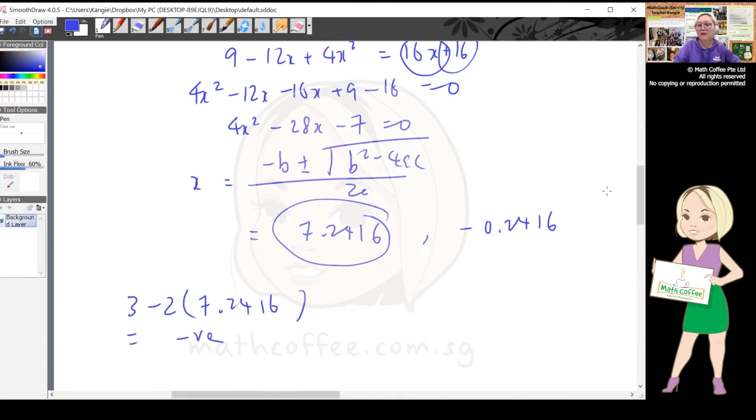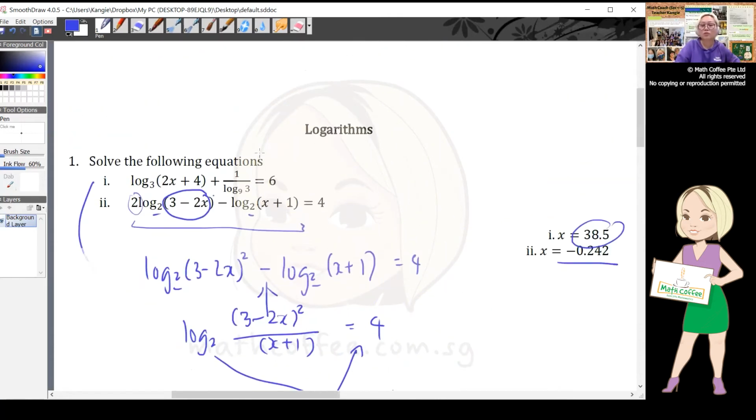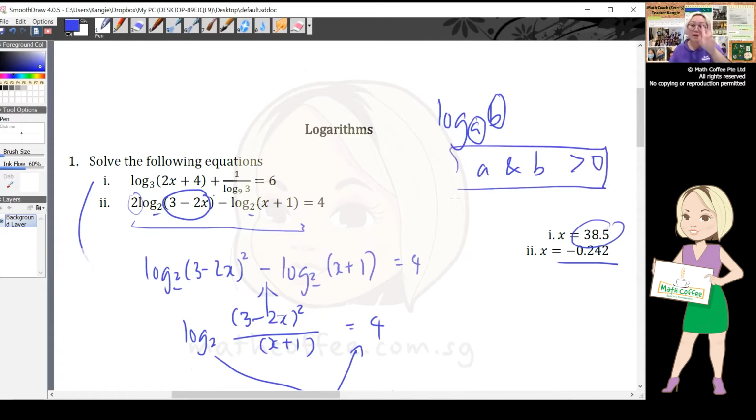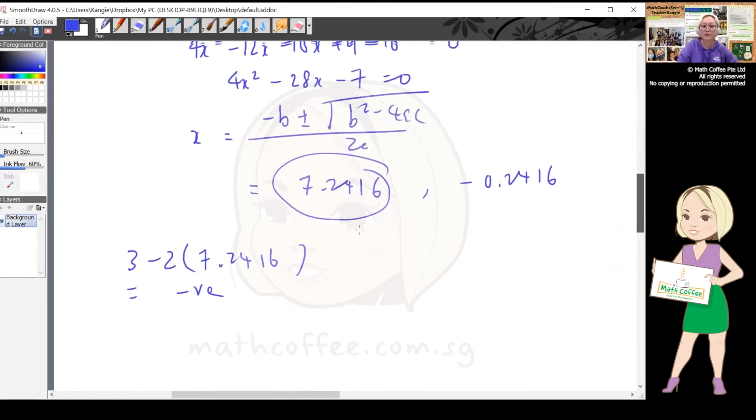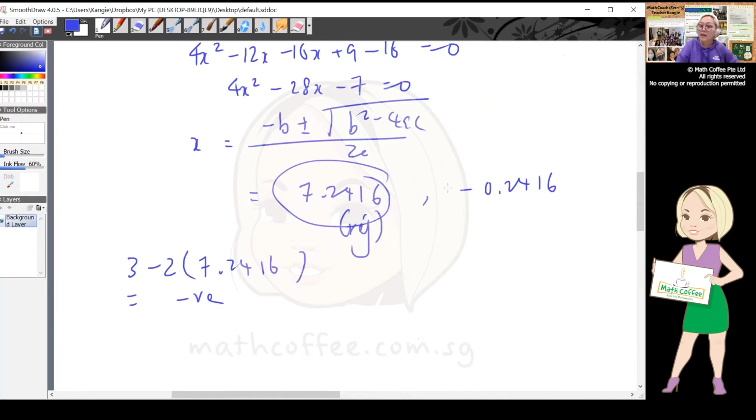So if it gives you a negative value, then you will have to reject it already, because you must know that when we take the logarithm, okay, log AB, both A and B must be positive numbers. That's one of the rules, okay? So when you put it back into the equation and this one is negative, that means you will have to reject this one. Then this one is negative, why don't I reject this? It's because if I do 3 minus 2 times minus 0.2416, negative negative becomes plus. So overall, I get a positive value.